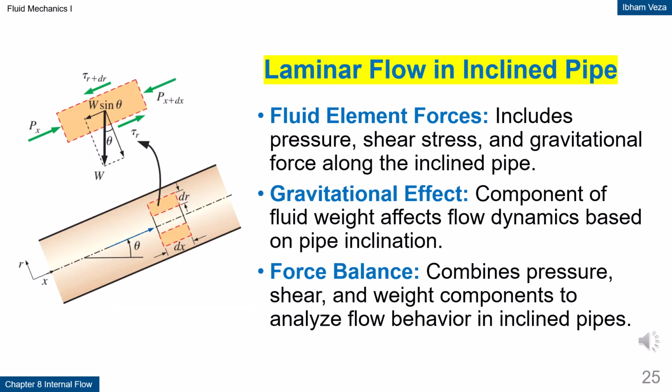Laminar flow in inclined pipe. In an inclined pipe, in addition to pressure and shear forces, the weight component of the fluid also affects the flow. The pipe inclination can either assist or oppose the flow direction. If the flow moves upward, gravity resists the motion and reduces the velocity. If the flow moves downward, gravity helps accelerate the flow. This analysis is important for piping systems with elevation differences.